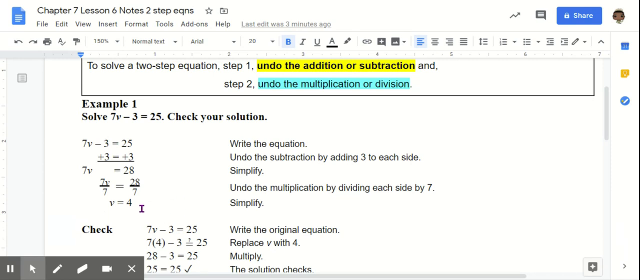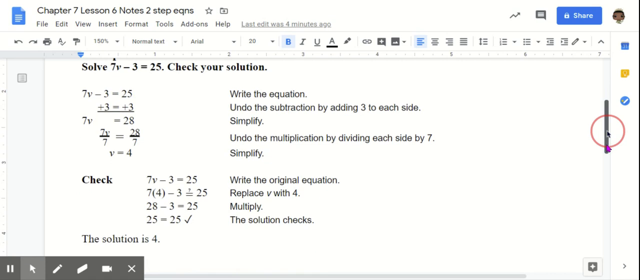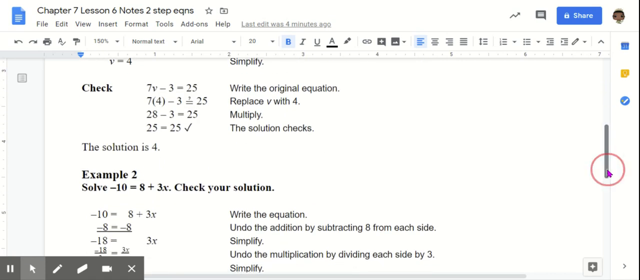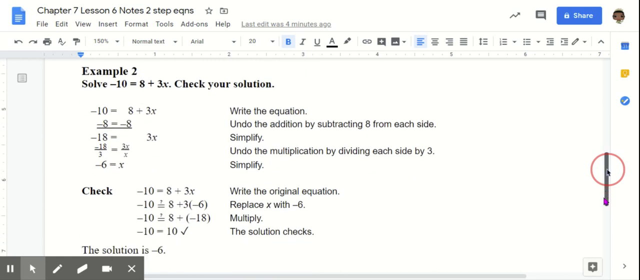So if we check our work, we're going to substitute 4 in the place of v. So 7 times 4 gives us 28. 28 minus 3 gives us 25. So 25 equals 25. So the solution checks. So 4 makes that equation true. Let's look at one more example.